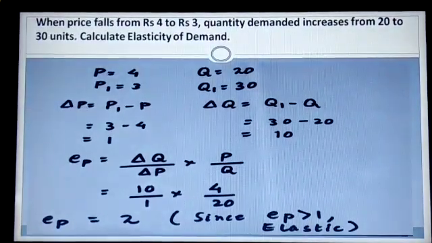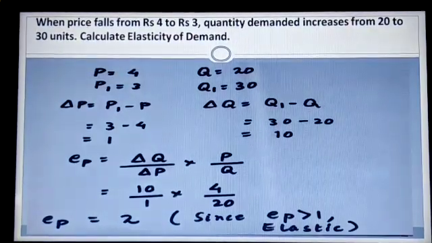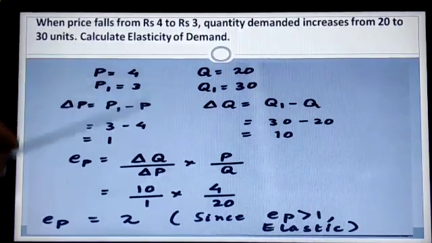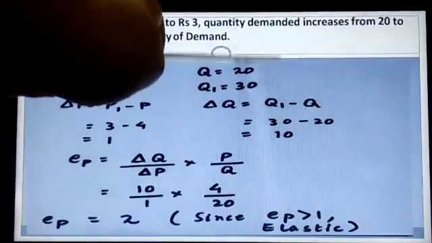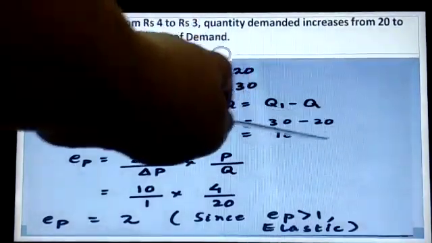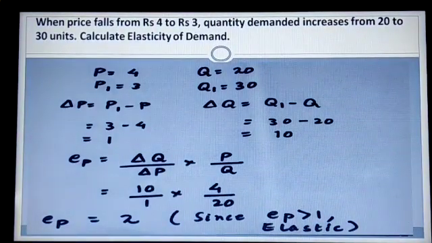Putting the formula of delta P, the formula is P1 minus P, 3 minus 4. Generally the answer comes in negative, but while solving the sum we will ignore the negative. I am repeating, whenever we solve the sum we will ignore the negative. P1 minus P, 3 minus 4, is 1. Delta Q, Q1 minus Q, is 30 minus 20, that is 10. Now we remember the formula, EP is equal to delta Q by delta P into P by Q.